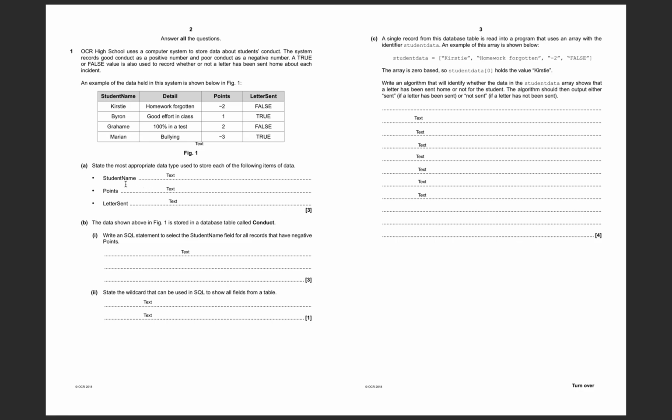Student name. So what do we have in the student name column? Kirsty, Byron, Graham, Marion. So you should know what your data types are, and these are strings. So we put string there.